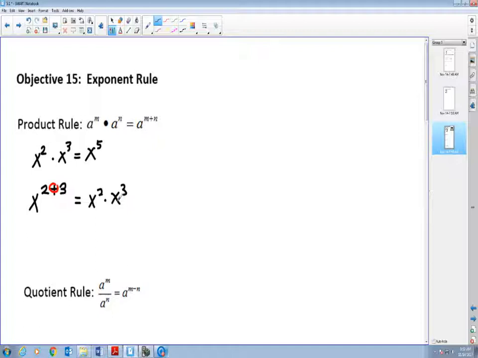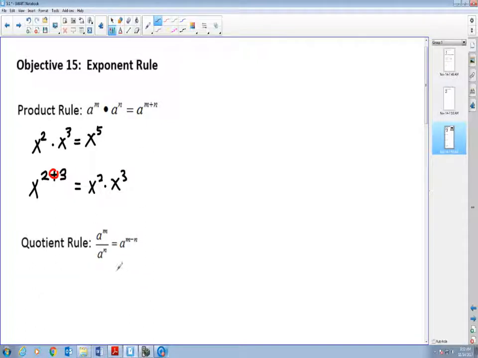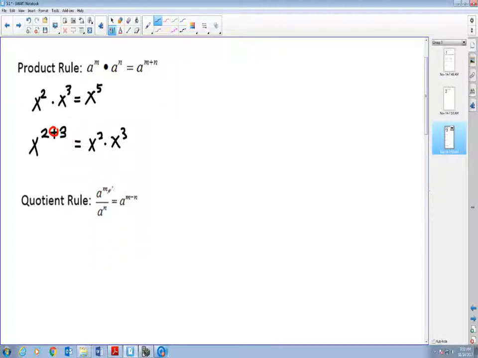Alright. Another rule is called the quotient rule. The quotient rule says when the bases are the same and the bases are dividing, what we're going to do is subtract the exponents. It's always the top exponent minus the bottom. So if I have x to the second power over x to the third power, the idea of subtracting the exponents is basically canceling them out, top and bottom. So here we can write this as x to the 2 minus 3.